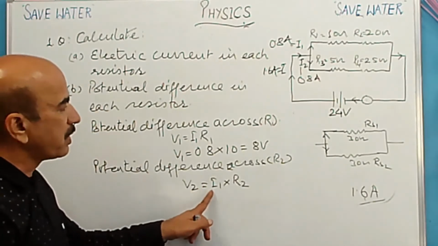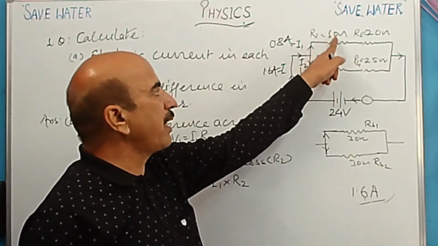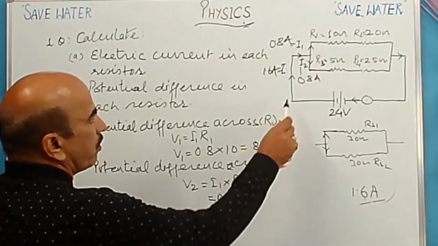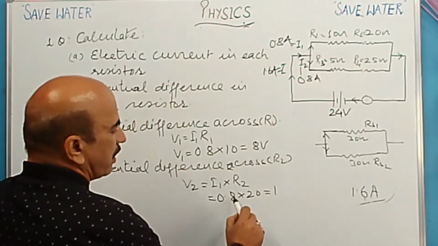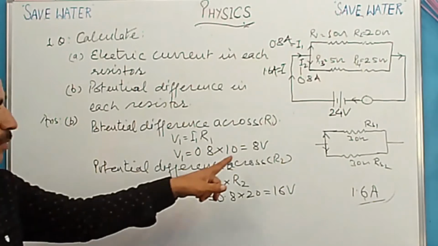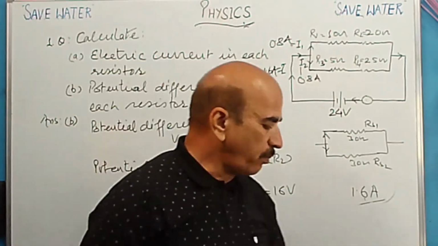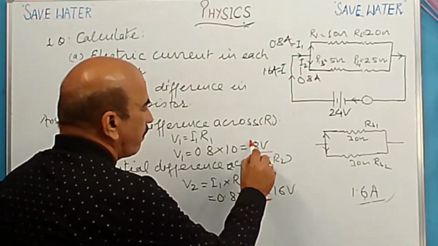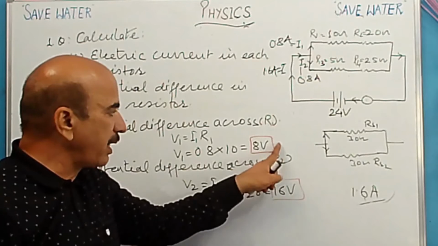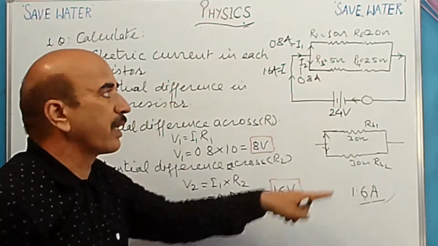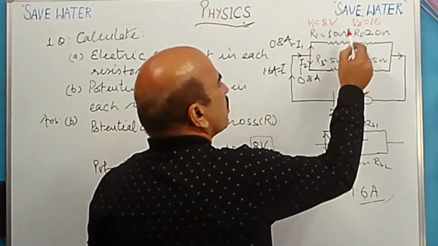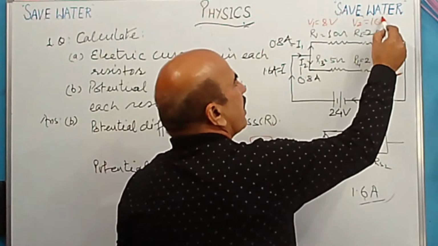The current will remain the same because it is a series combination. In series combination the current is the same, I1 remains 0.8. So here it is 0.8 into R2, which is 20, and solving this it comes to 16 volt. You can see the sum of these two, 8 volt and 16 volt, is 24 volt, and the total potential difference is 24 volt. So V1 is 8 volt, V2 is 16 volt, and the sum of these two is equal to 24 volt. This is a very important point to understand here.